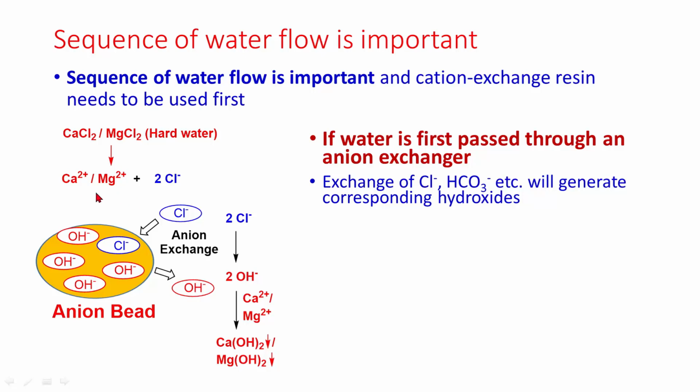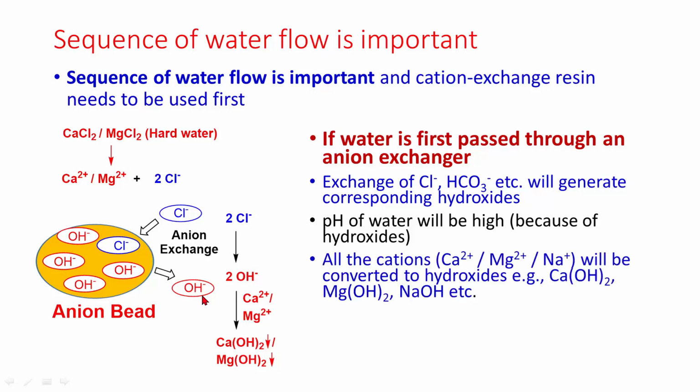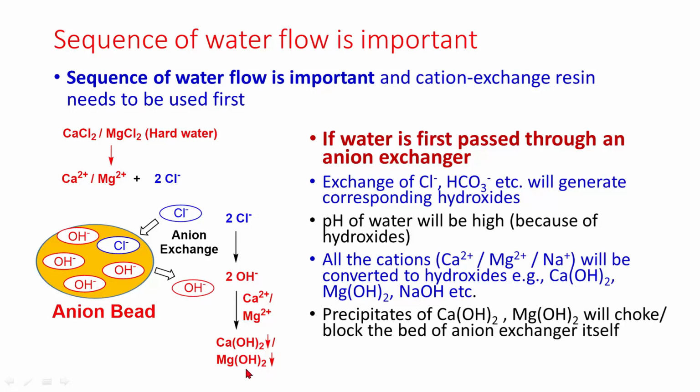We have calcium and magnesium ions present in water. So those calcium and magnesium ions will react with OH, giving rise to calcium hydroxide and magnesium hydroxide. Due to release of OH ions, the pH of the water will increase. So all cations, calcium, magnesium, and sodium ions, will be converted into their corresponding hydroxides. Precipitated calcium hydroxide and magnesium hydroxide will choke the bed of the anion exchanger itself. Hence, for the flow of water, the cation exchange resin needs to be used first.